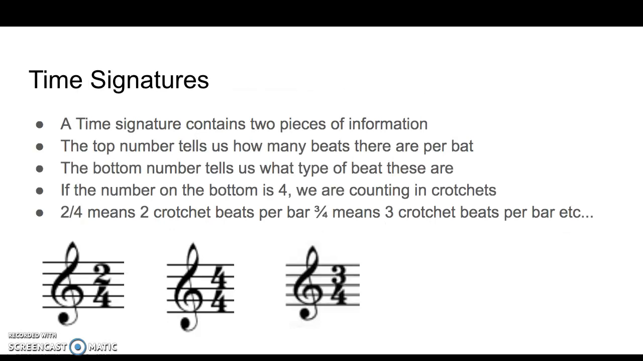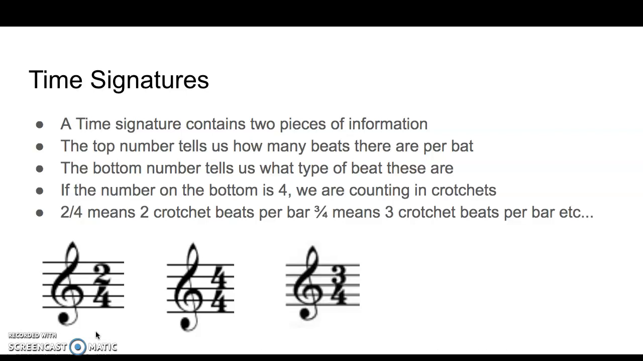The top number tells us how many beats there are in a bar, and the bottom number tells us what type of beats they are. So for example, if we look at the first one here, we've got a treble clef, and immediately to the right of it we have 2 numbers, one on top of another. The top number takes up the first 2 spaces of the stave, and the bottom number takes up the bottom 2 spaces of the stave.